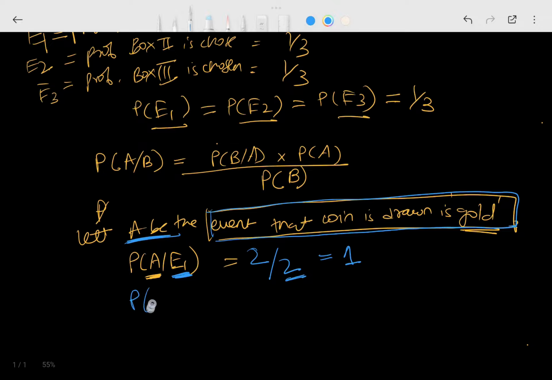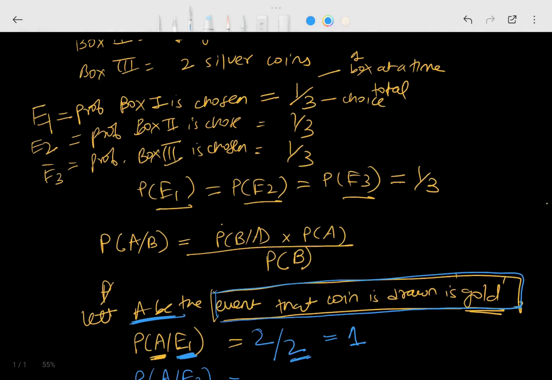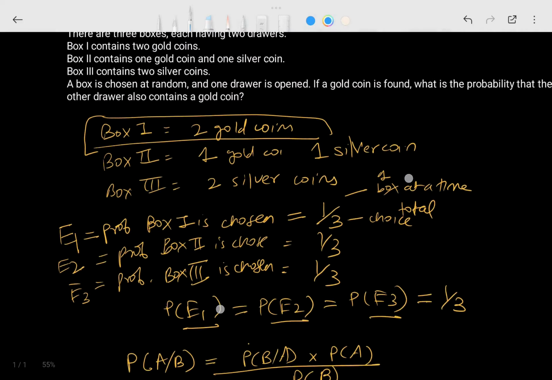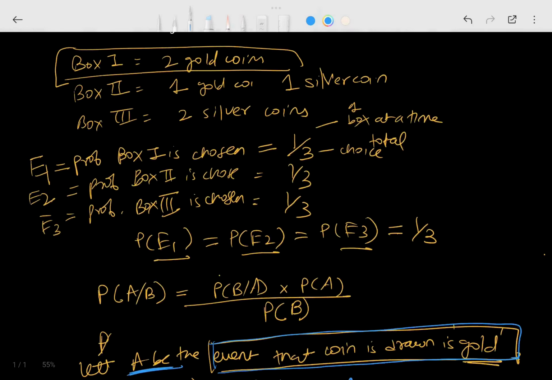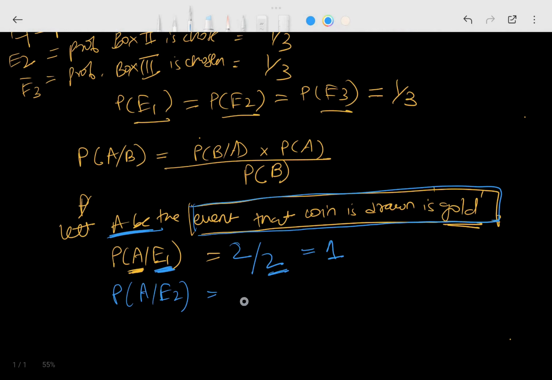Let's try the second scenario. What if the gold coin that was picked is from the second drawer? Well, we know that the second box has one gold coin and one silver coin. So what does it look like? How many coins does the second box have? 2. But how many of them are gold? Only 1. So this makes the probability 1 by 2.